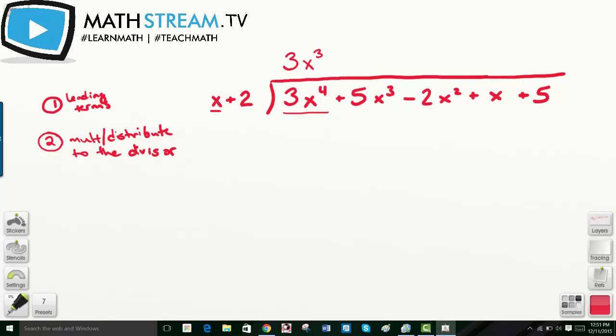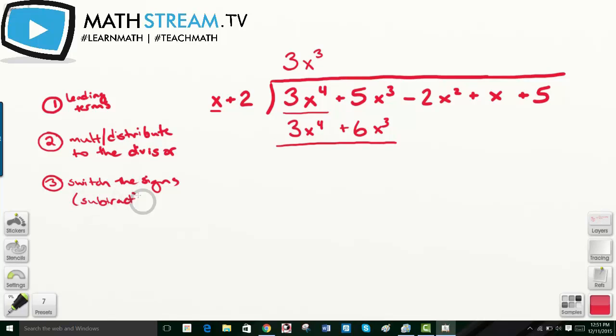So 3x cubed times x is indeed 3x to the fourth. So that's already a good sign because we want these two numbers to cancel. And then 3x cubed times 2, because we're distributing it to each term, is 6x cubed. And I write that here, plus 6x cubed. In order to see what we have left over, we need to subtract. Or in this case, because we need to subtract every term, let's switch the signs. In other words, we're going to subtract, just like in our typical division problem, but remember we're subtracting this term and we're subtracting this term as well. That's why we switch the signs. So we're subtracting 3x to the fourth, we're subtracting 6x cubed.